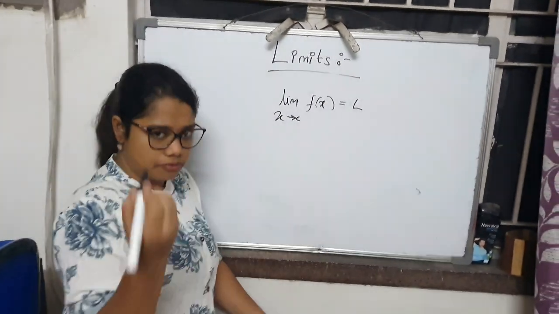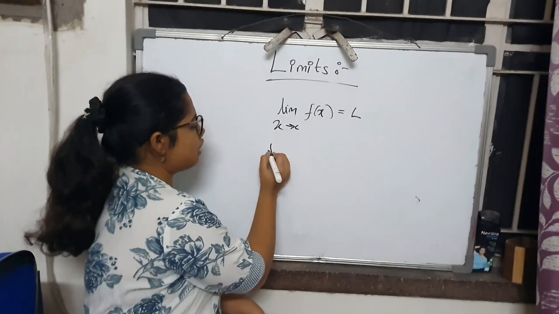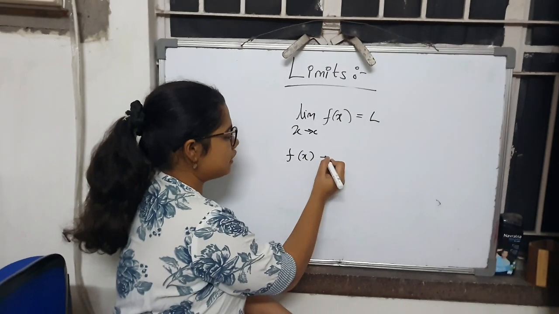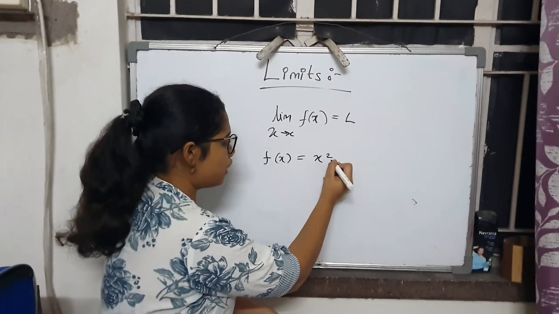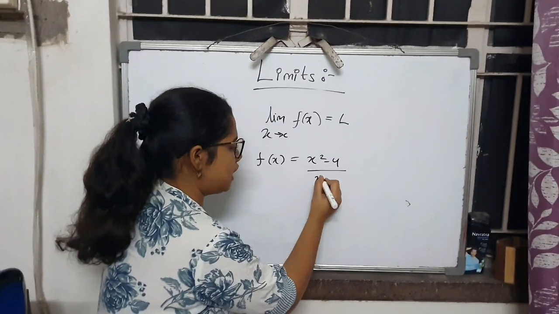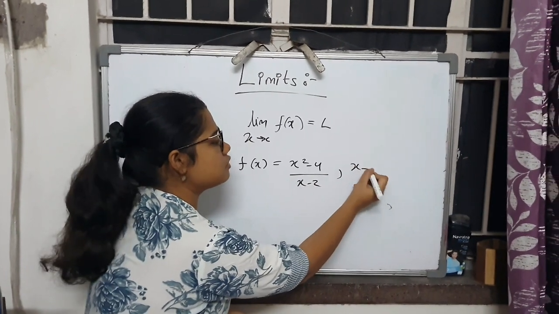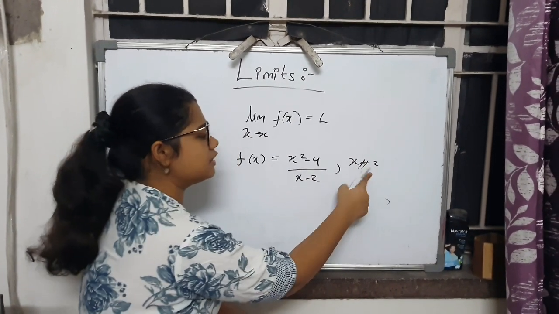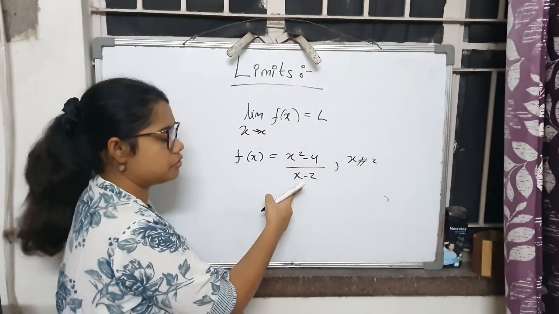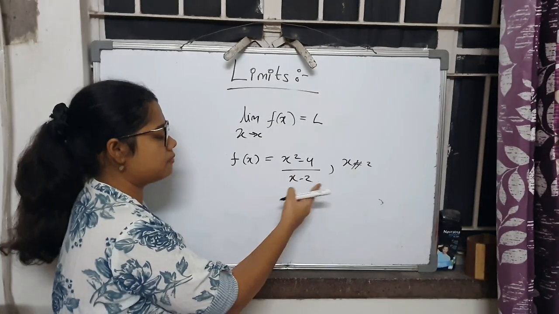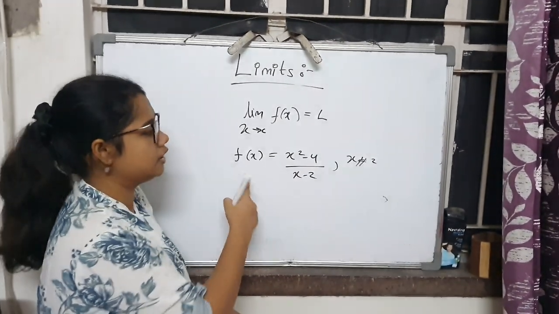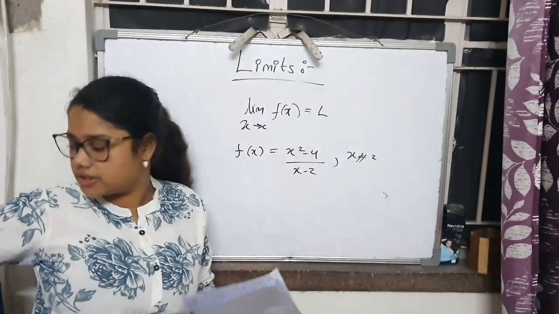Okay, now for example, suppose I take a function f of x given by x square minus 4 divided by x minus 2, and here x is not equal to 2. Why are we taking this condition? Because if we put x equal to 2 here, the denominator would become 0 and this function would be undefined. Now let us look at the graph of this function.